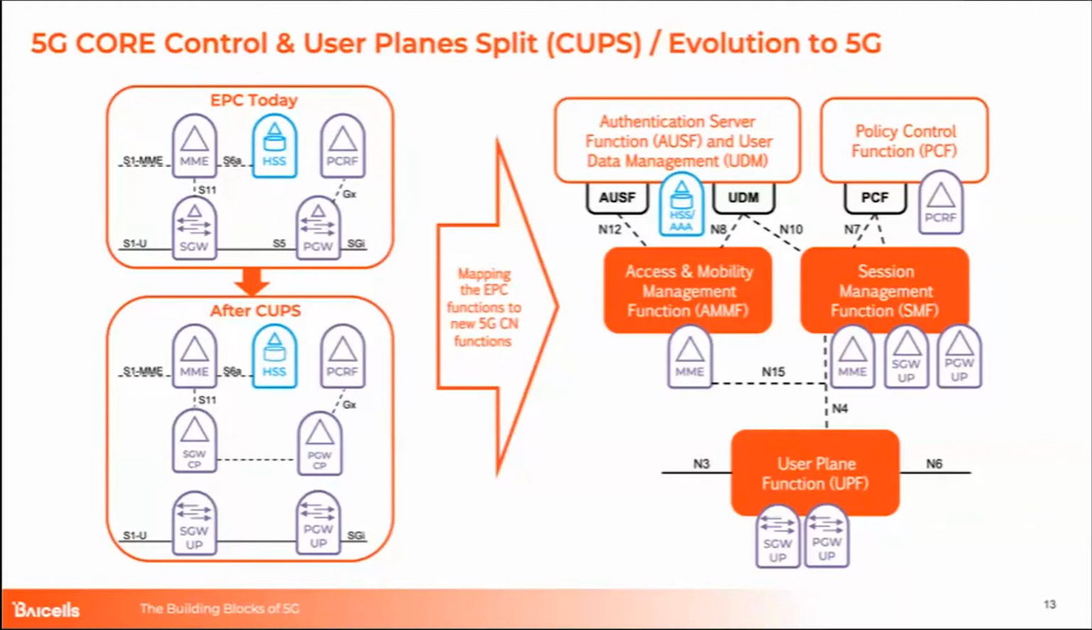Then the AMF, which is the access and mobility management function, is the MME as we know it from LTE. Then we have the SMF, which is the session management function, and it took part of the MME and the user planes of the signaling gateway and the packet gateway. Then we have the other service functions, which are the PCF, which is for policy, and then UDM and AUSF, which were the HSS function in LTE.